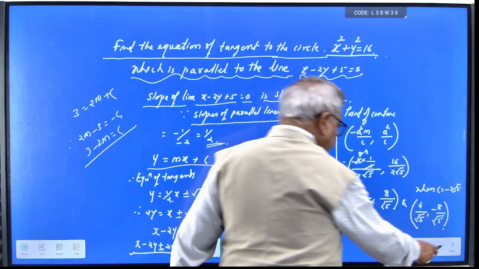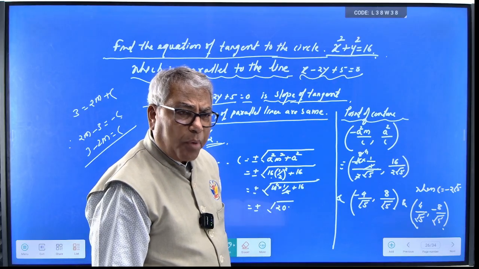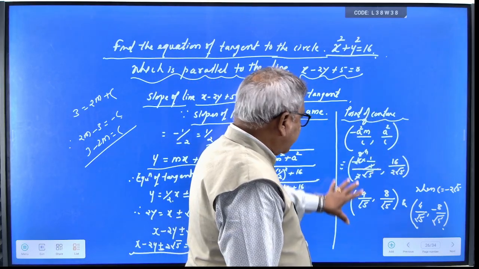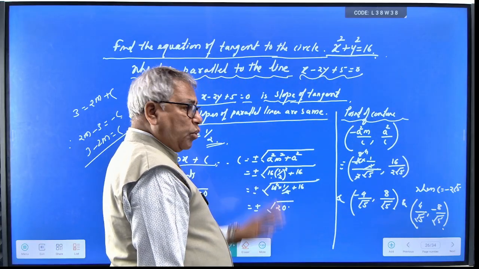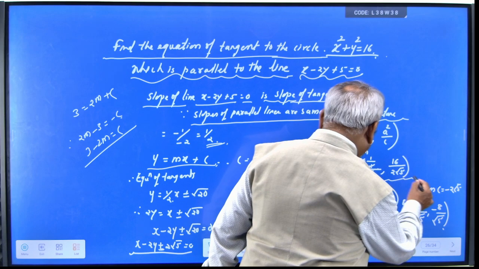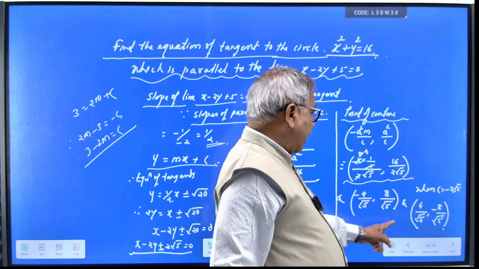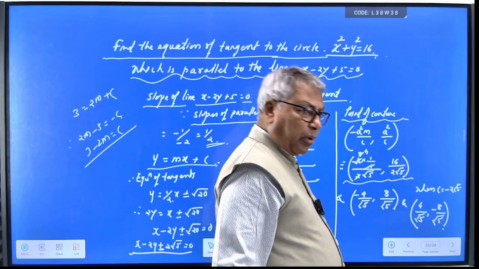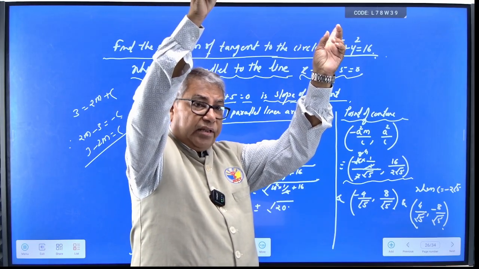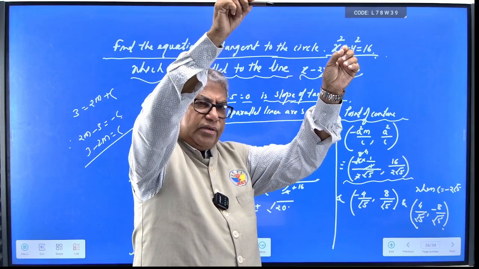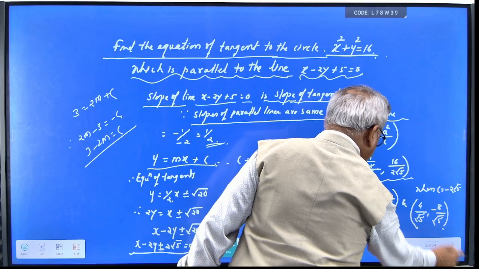Okay, next now. The point of contact is given by minus a square m upon c comma a square upon c. Only substitute the value. a square is 16, and c we obtained is plus or minus root 20. So once you take root 20, then minus root 20: minus 4 upon root 5, 8 upon root 5, and 4 upon root 5, minus 8 upon root 5. These are the 2 points of contact. Two tangents are drawn, and these are the two points where they touch the circle. Okay, right.